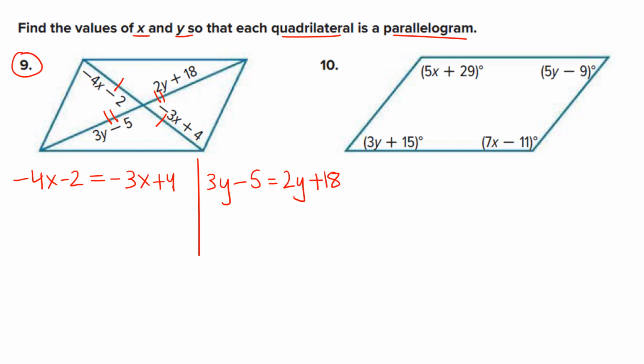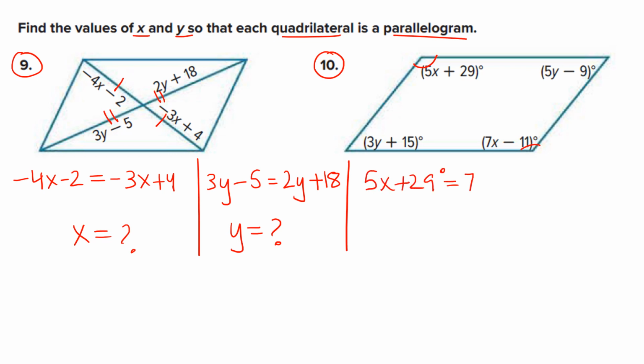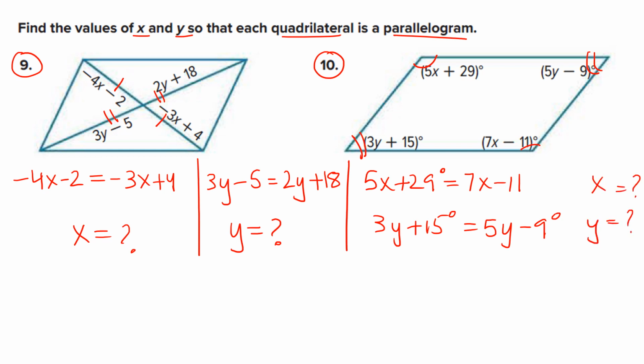Now I want you to solve this question and this question together. I'm leaving you with the equation. Let me know in the comment section what is the value of x and y for question 9 and question 10. In question 10, the opposite angles will become equal. So the equation would be 5x plus 29 is equal to 7x minus 11. And this angle will become equal to this angle. So 3y plus 15 is going to be equal to 5y minus 9 degrees. So find your x and y from here and let me know in the comment section what is your answer.